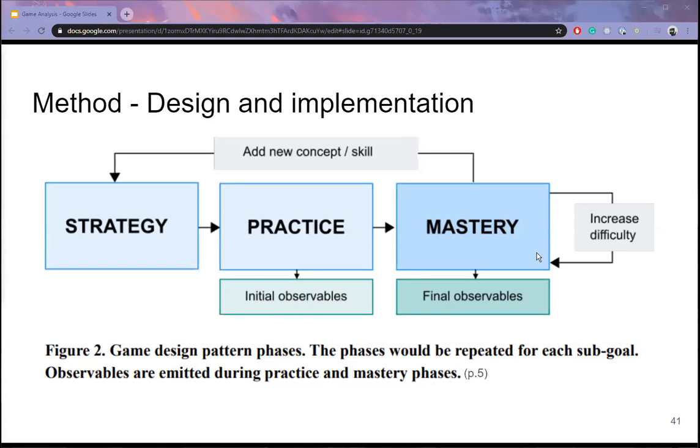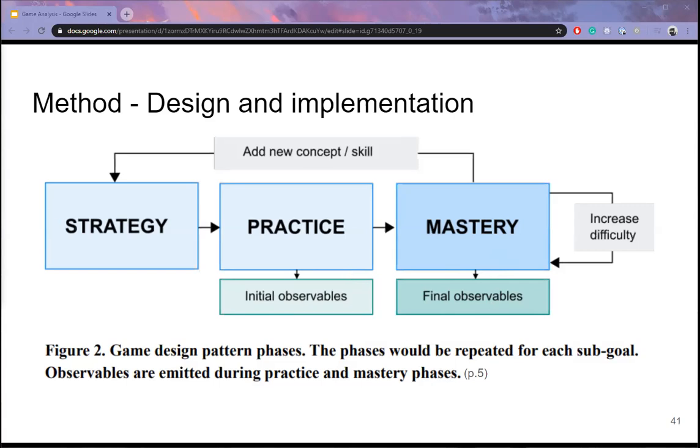Then they have a mastery phase where the players are required to prove that they have acquired the intended knowledge, facing challenges similar to those presented in the practice phase, but with increasing difficulty and greater in-game consequences. For example, they can die in the game or lose a lot of score. In this phase, the player proves the degree to which they have acquired the intended skill or knowledge. And with the final observable that we collected from the mastery phase, we can measure the final progress towards the learning goal.